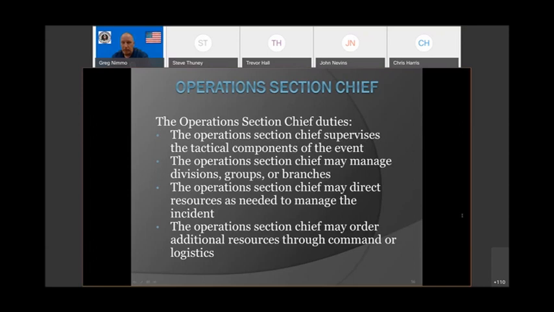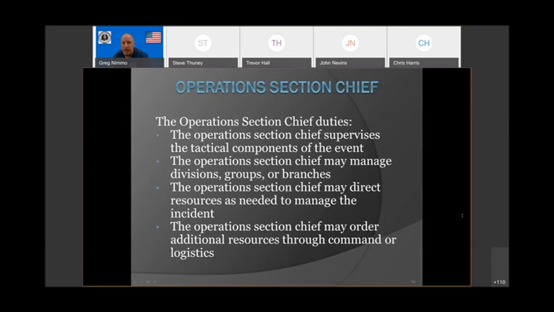And this is not the incident commander who's overseeing the overall incident, but somebody who's worried about the most important task at hand, and that's what we want to focus our energy on as this section's chief.